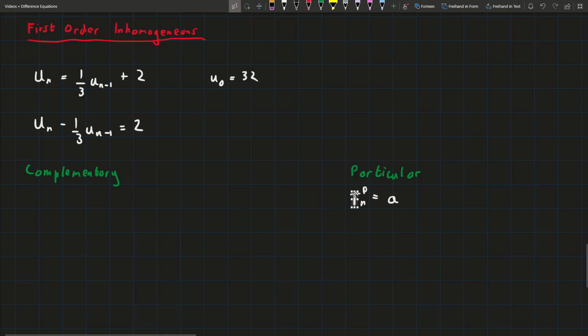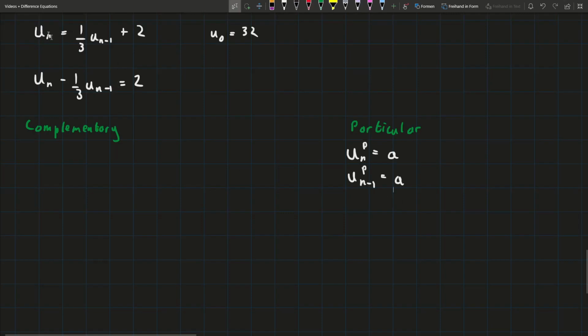Sorry, I wrote TNP, but here we're working with UNs. It's the same thing. It's just a little labeling difference. I can sub in the UN with this, but I can't sub in the UN minus 1. So what I'm going to do is find out what UN minus 1 for our particular solution is. But when you change it to n minus 1, you can see there's no n to change here, so it just stays as a. So then we can sub this into our original difference equation.